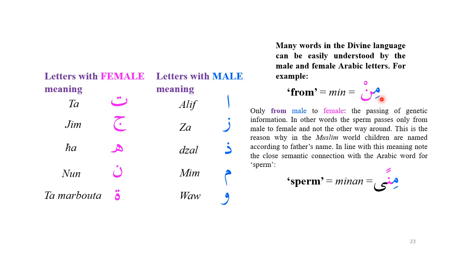Now you see the genetic information comes from male to female. This is why in Arabic and basically in the Muslim world, the identity is from the men, from the father, because from the father the genetic information is going to the mother. It's not the other way around. So it makes perfect sense that we should be named after our fathers, right?